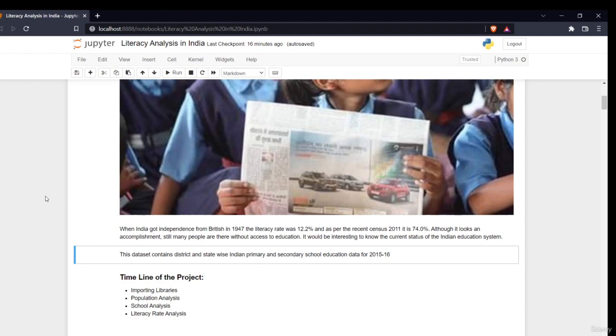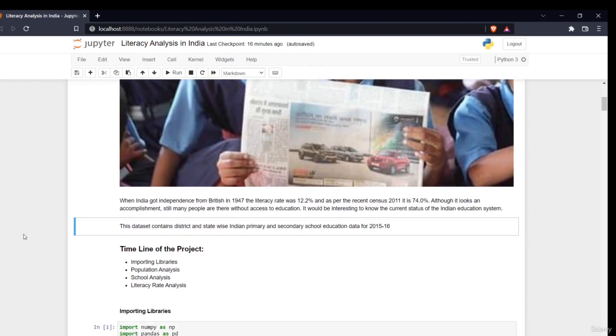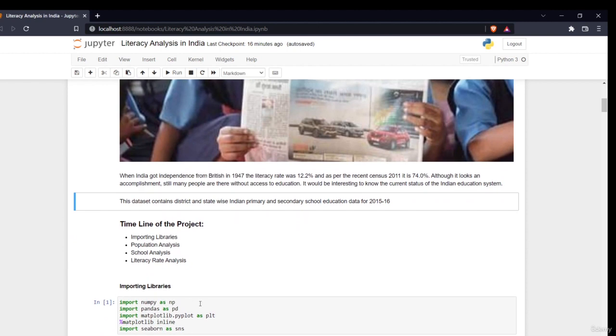So let's focus on the things which we'll be doing. Timeline, I have already told you: importing libraries, population analysis, school analysis, literacy rate, everything with analysis. We'll be finding out information. So let's proceed with the libraries. These are the very basic libraries.